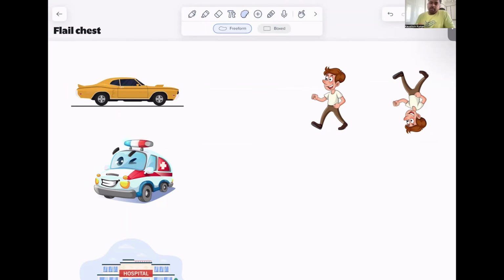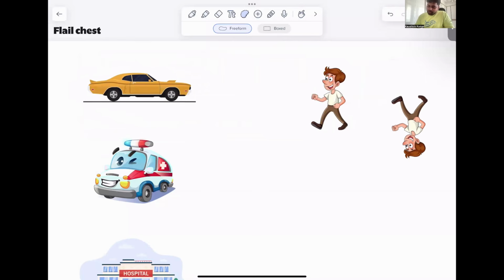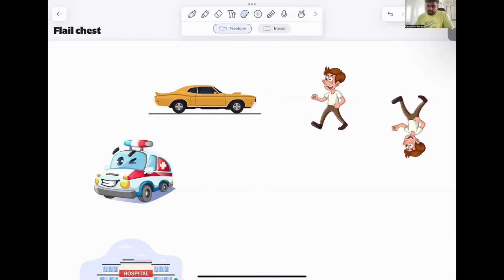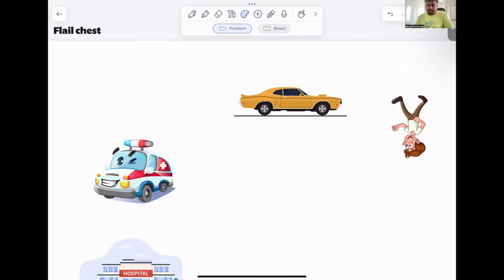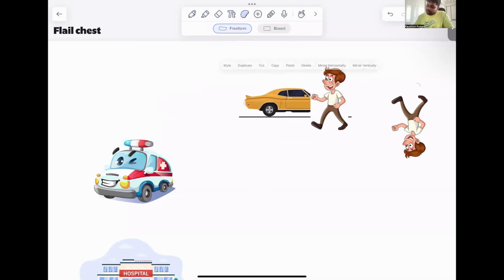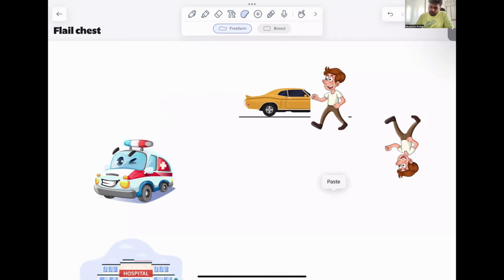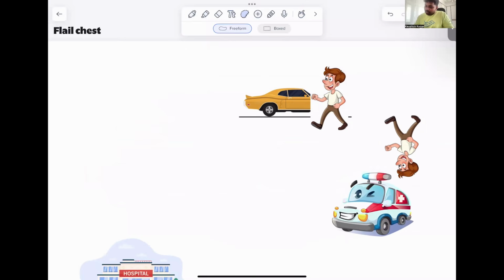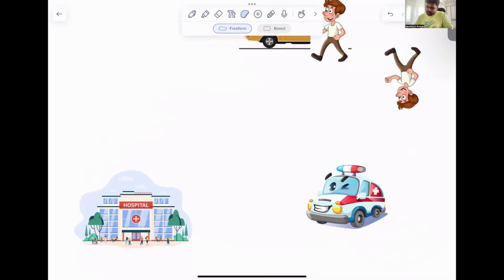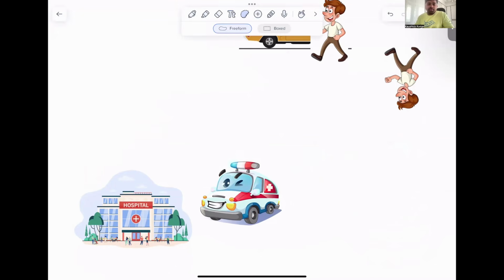So I'll talk about flail chest today. I'll give you a scenario. We have a sports car that is running at a very high speed. Unfortunately, it hits a pedestrian. This pedestrian took a massive blow to the chest and falls onto the ground. People from the surrounding called an ambulance. The ambulance came and picked up this individual. It is going to reach the emergency department.